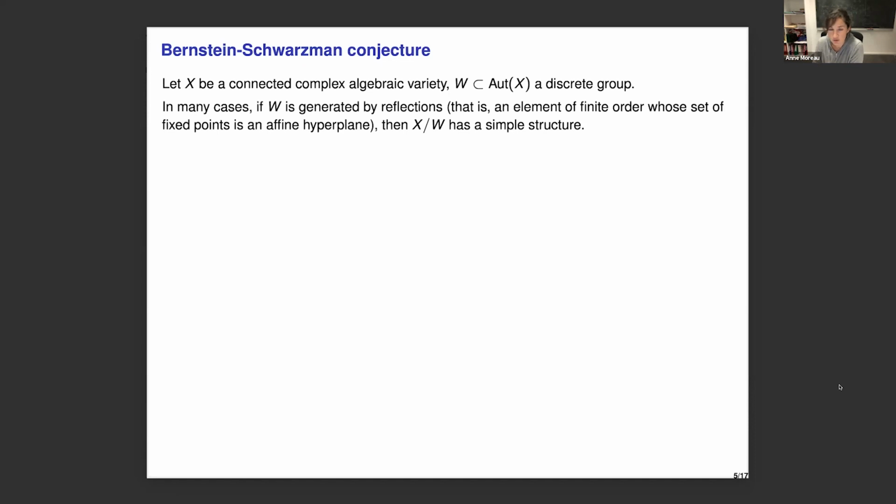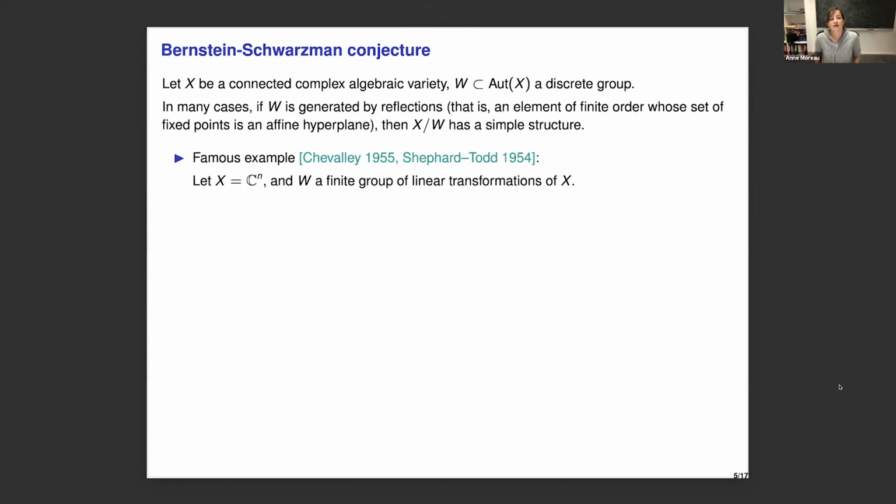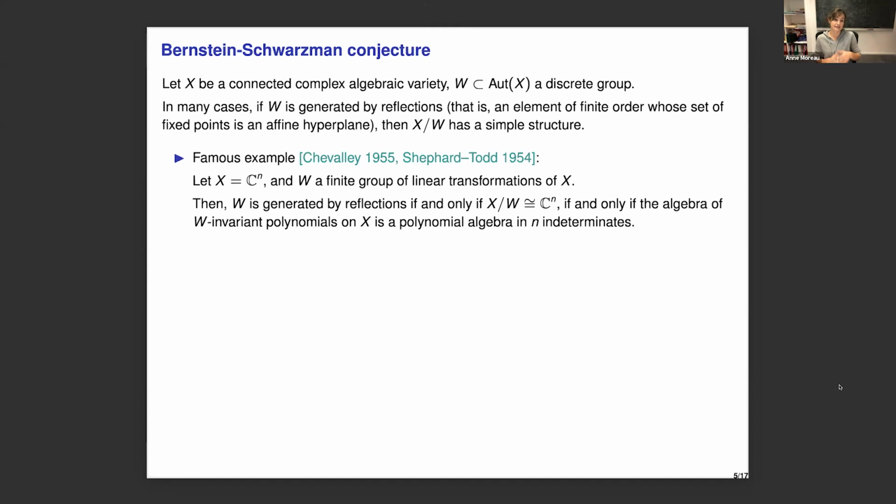So this is a general philosophy, and a famous example is a result of Chevalley-Shephard-Todd, in the following situation. Let's consider for X the n-dimensional complex space, and for W a finite group of linear transformations of X. Then it is well known that W is generated by reflections if and only if the quotient space is isomorphic to C^n. Equivalently, the algebra of invariant polynomials is a polynomial algebra in n indeterminates.